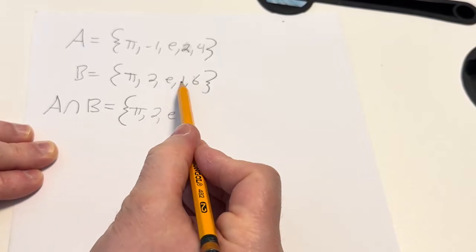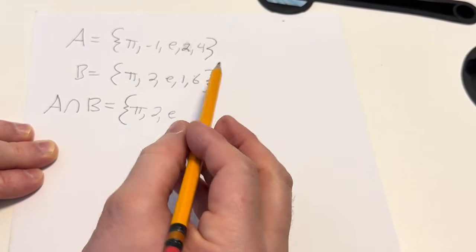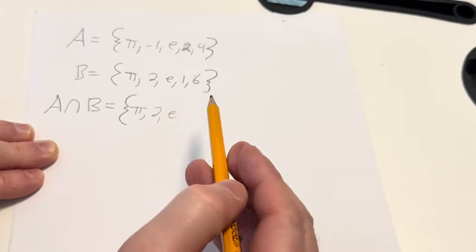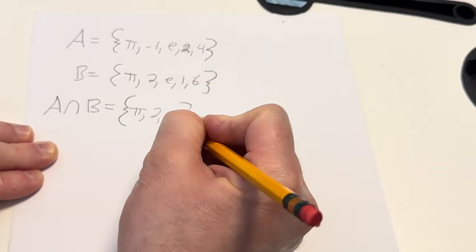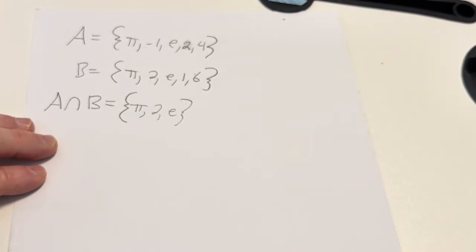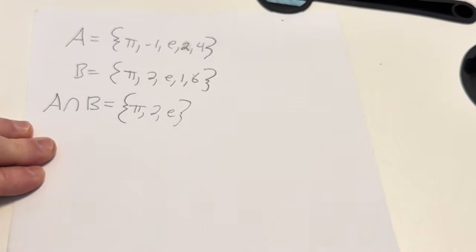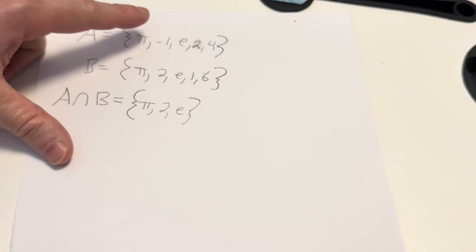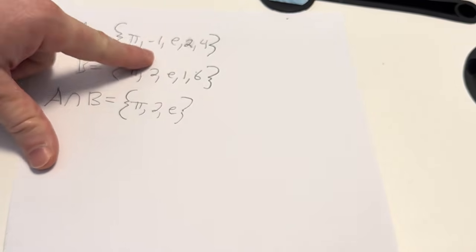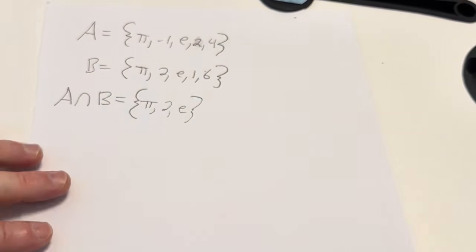What about the number 1? No, this one has a 1 and this one has a negative 1. And then 4 and 6, they don't share any of those numbers. So the intersection of these two sets would be the set called A intersect B, and it is the set containing pi, 2, and e. Let's just double check. What do they have in common? Pi, 2, e. That's what they have in common, so that's going to be the intersection.